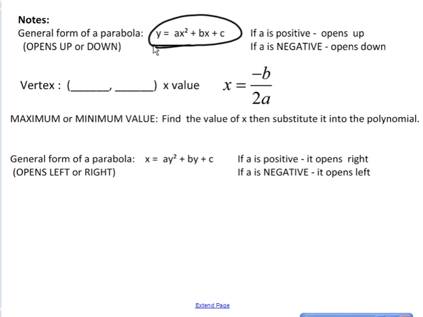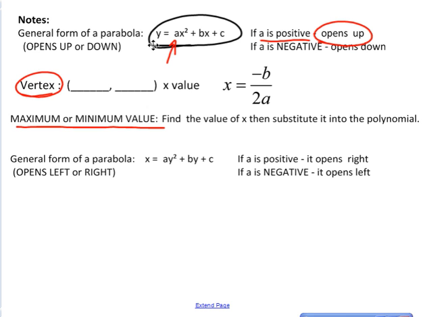And if you recall, if the leading coefficient, that's the number times the x squared, is positive, then the graph opens up, and if it is negative, then the graph opens down. You may also recall we talked about the vertex and the minimum or maximum value. We're going to talk a little bit more about that later on in this section.